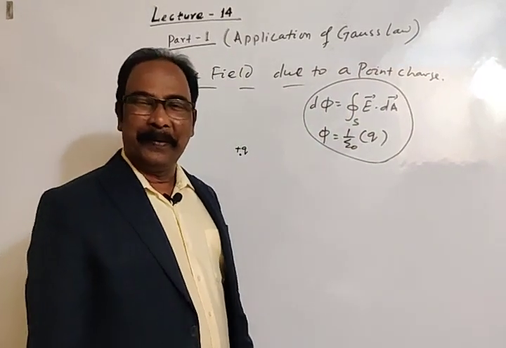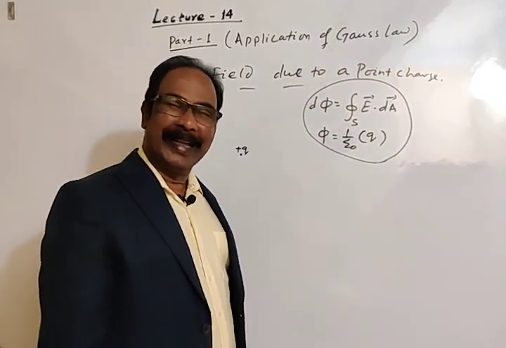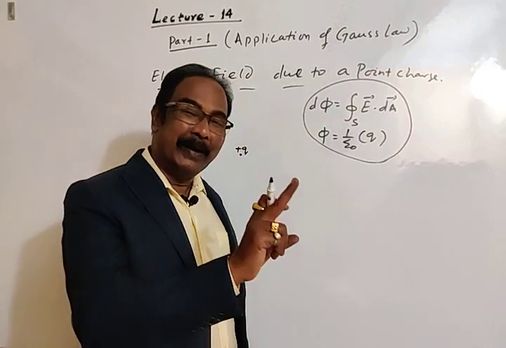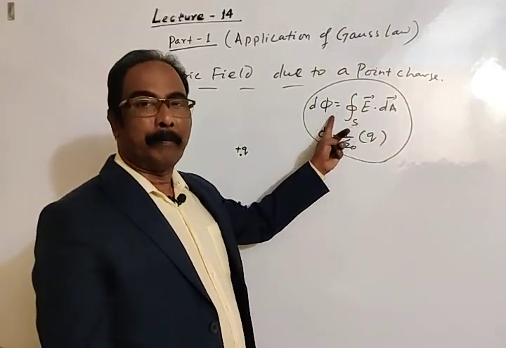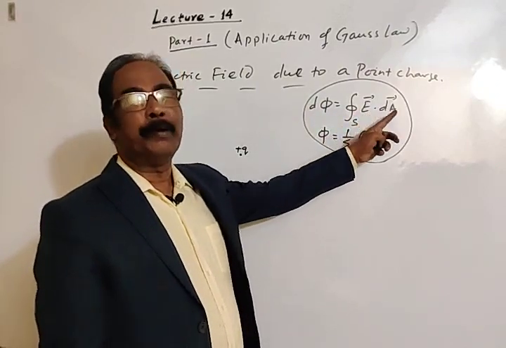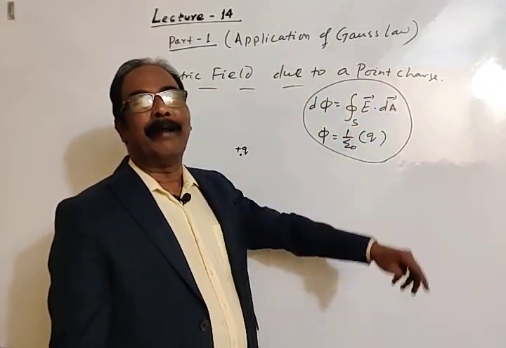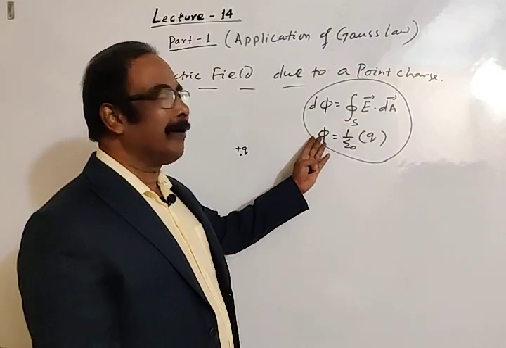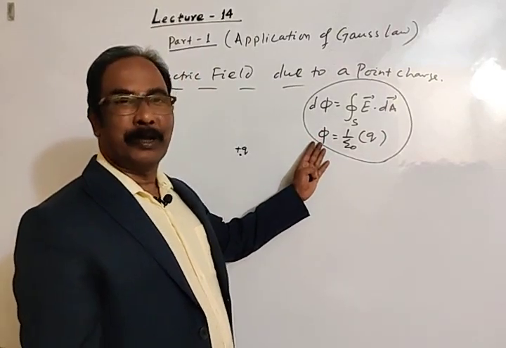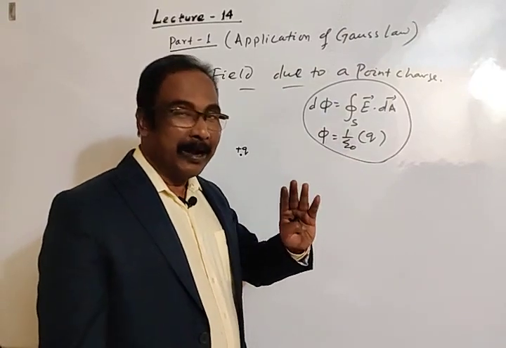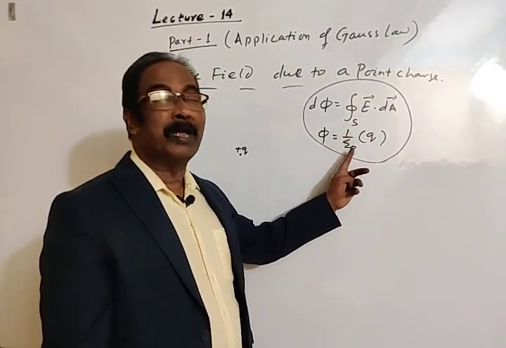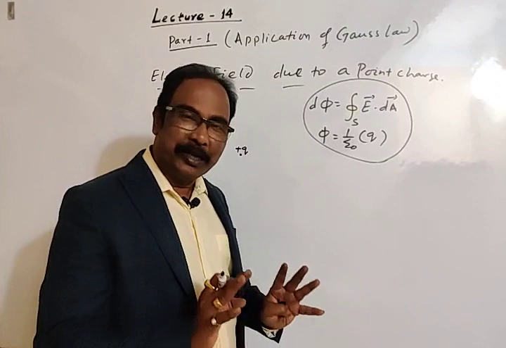So first we have to take a Gaussian surface which must enclose a charge. Then we have to use the general formula for flux, d phi is equal to the dot product of electric field and elemental area vector. Then, in accordance with Gauss law, flux associated with a charge Q is 1 by epsilon naught times the charge enclosed.